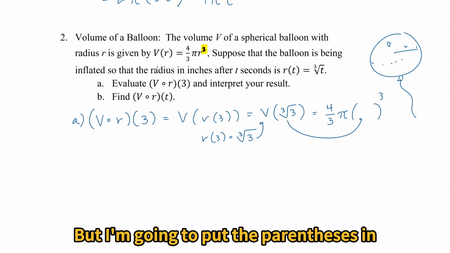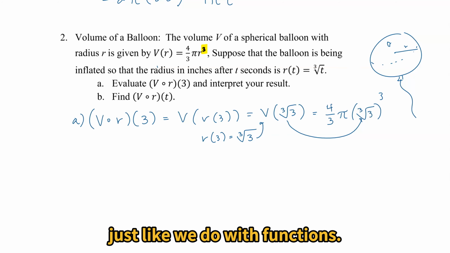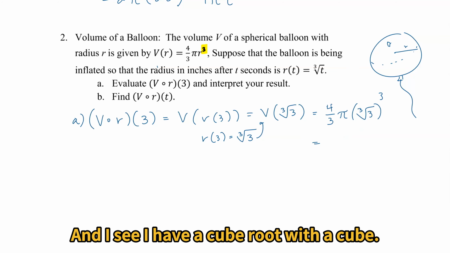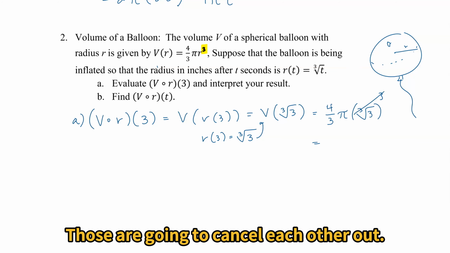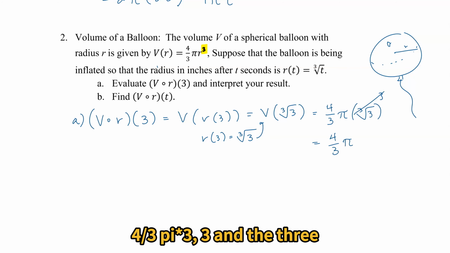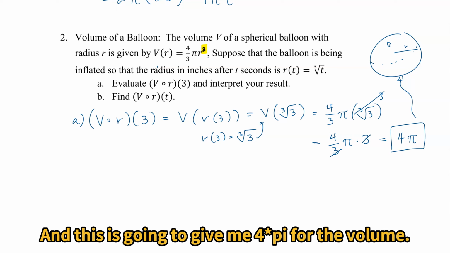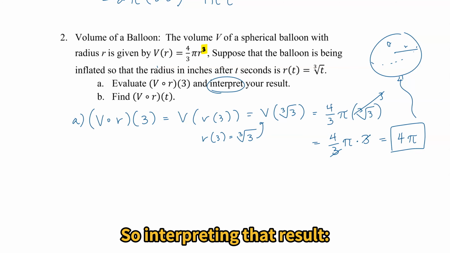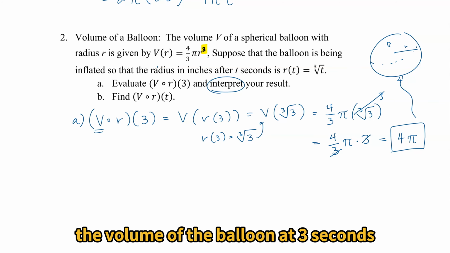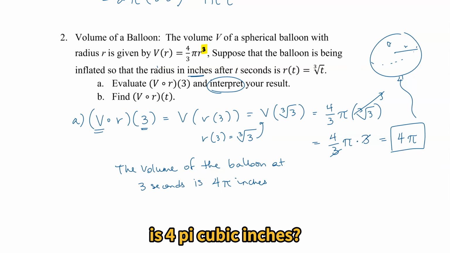And then we'll put that, the cube root of 3, into our volume function, 4/3 pi r cubed, but I'm going to put the parentheses in, just like we do with functions. And I see I have a cube root with a cube. Those are going to cancel each other out. 4/3 pi times 3. The 3 and the 3 are going to cancel out, and this is going to give me 4 pi for the volume. So interpreting that result, the volume of the balloon at 3 seconds is 4 pi cubic inches, since we're talking about volume.